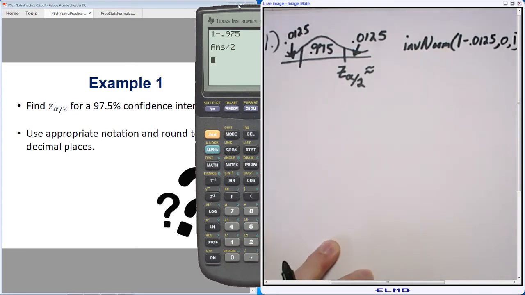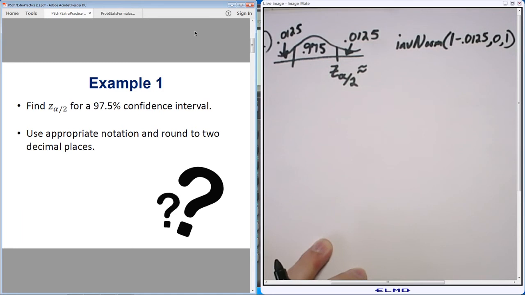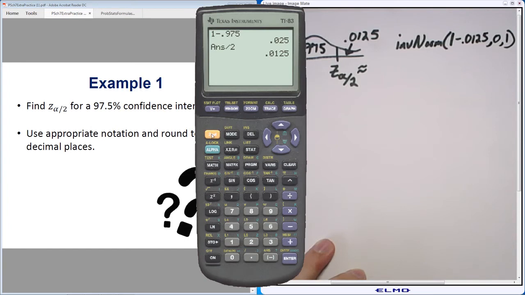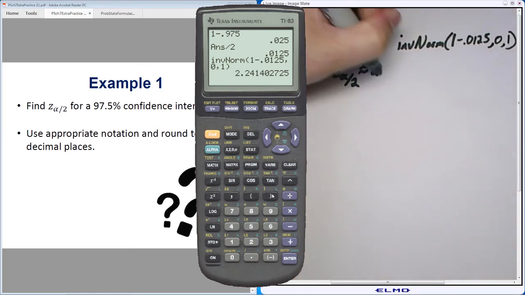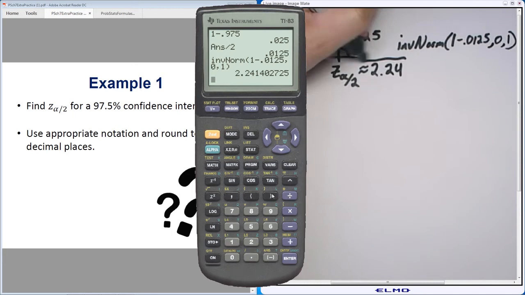Let's scoot that over so you can see the command. Let's type that in. Second vars, number 3. I can type in 1 minus 0.0125. Just like that. It's a z-score, so it's standard normal. And there's my answer. To 2 places, I get 2.24.